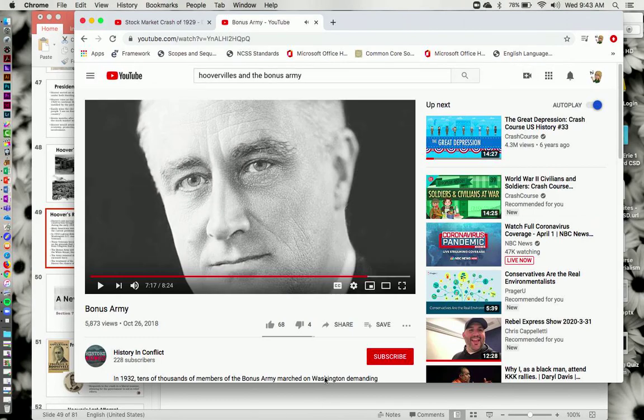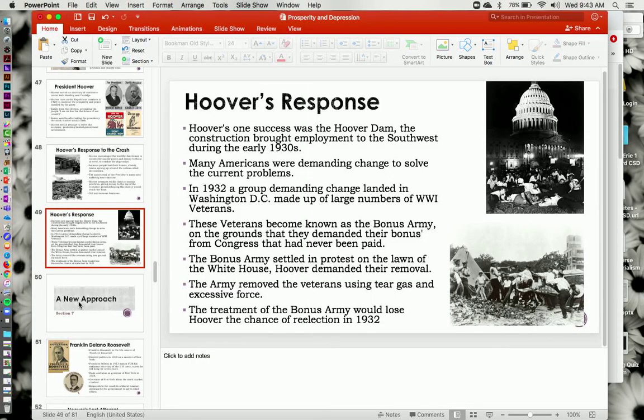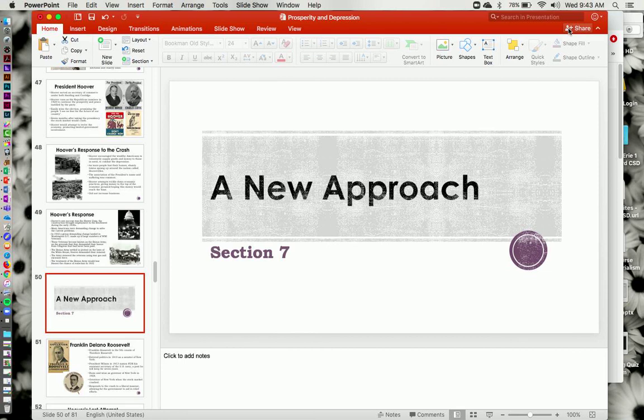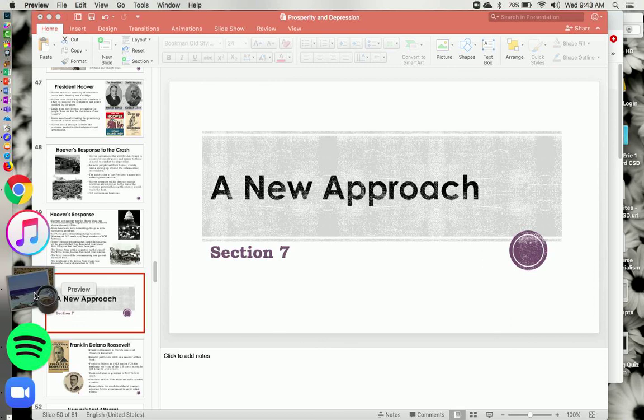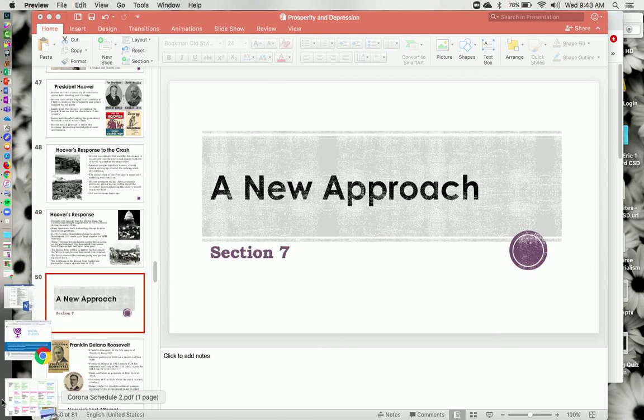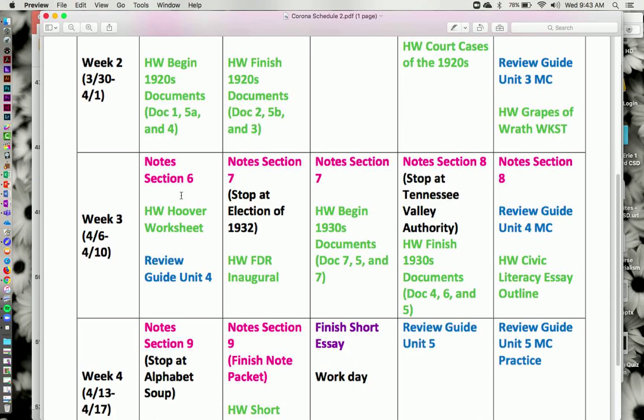Okay, and that is exactly where we are going to pick up in Section 7 with a new approach. Don't forget that you have the Hoover worksheet that goes with this, so you can hear a little bit from Hoover yourself. Next time, we are going to tune in for Section 7 of the notes.